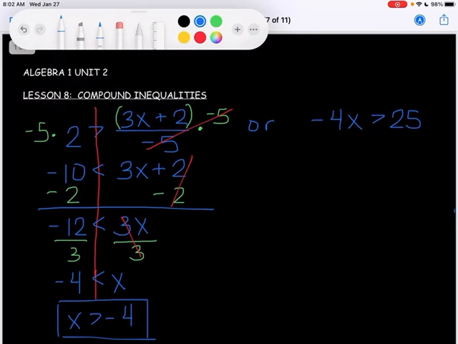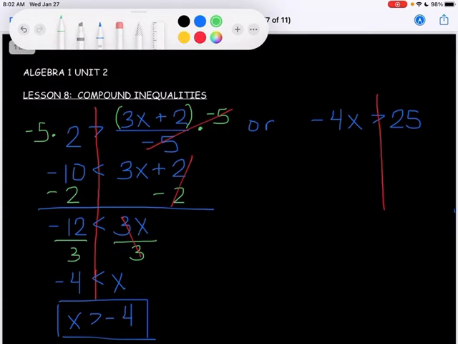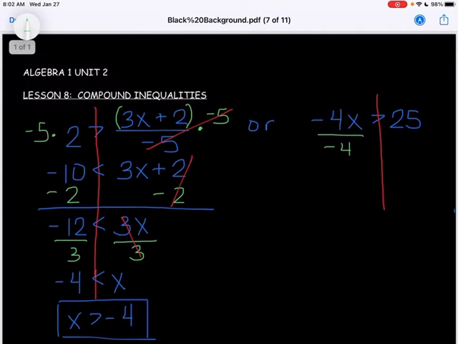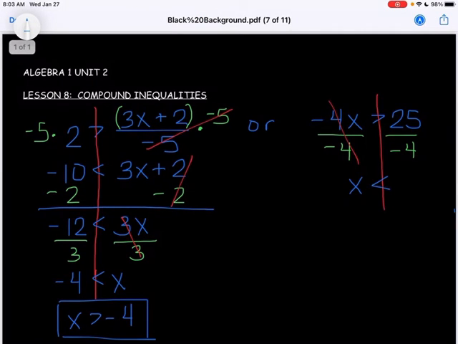Or, now we've got to do this other inequality. So to get x by itself here, I would divide by negative 4. Don't forget, since we're dividing both sides by a negative, we're going to end up flipping that inequality sign. So I get x is less than, well, you can leave it as negative 25/4, or you can write it as x is less than negative 6.25. This might be easier to put on the number line.